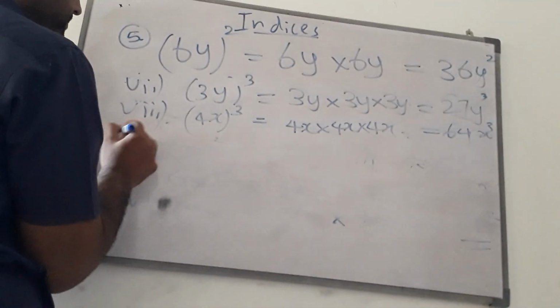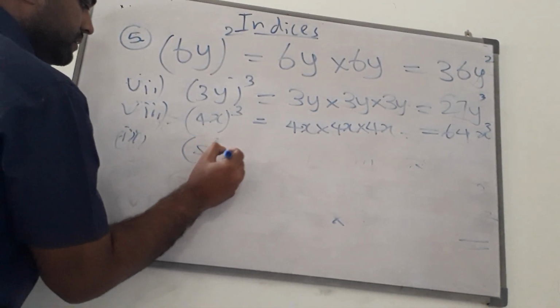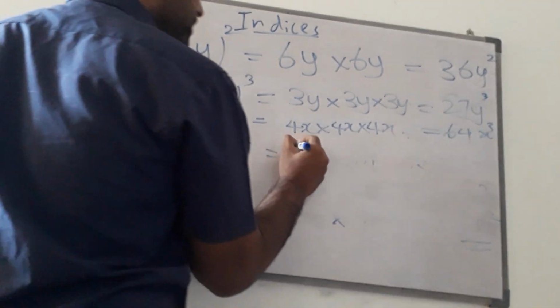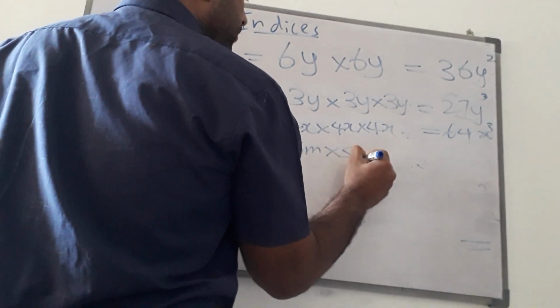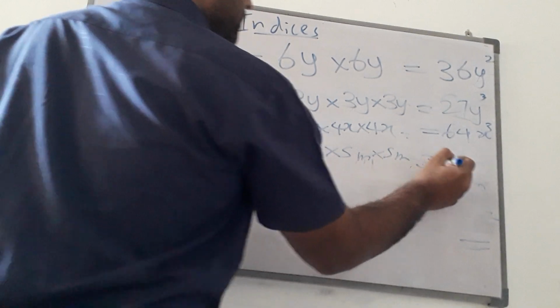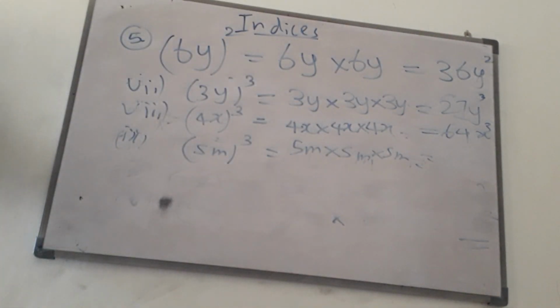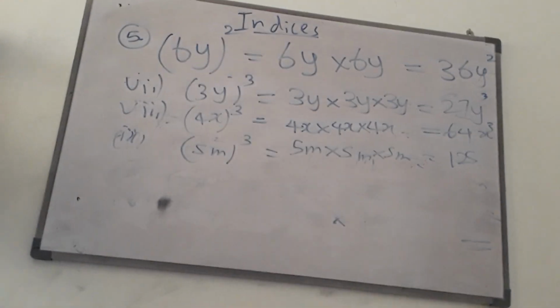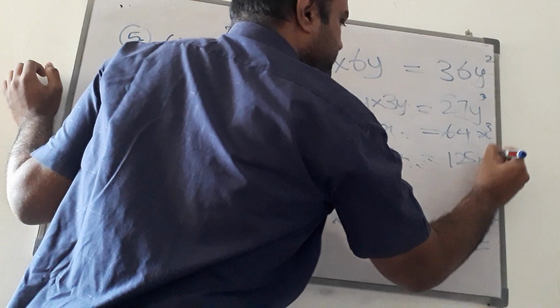Next is 5m altogether to the power 3. That means 5m times 5m times 5m. 5 times 5, 25, 25 times 5, 125, or 5 to the power 3. M times m means m squared, times m means m to the power 3 or m cubed.